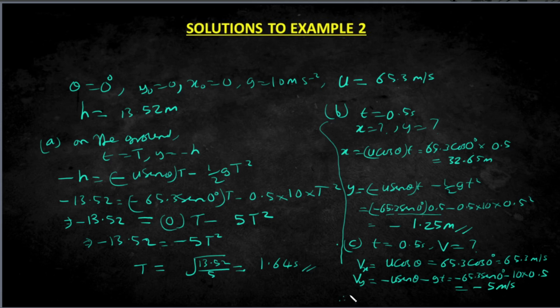So therefore, our velocity v now is going to be the square root of velocity along x square plus velocity along y square. This is going to give us 65.3 square plus minus 5 square. If you add everything and take the square root, at the end of the day, your speed will be 65.5 meters per second.